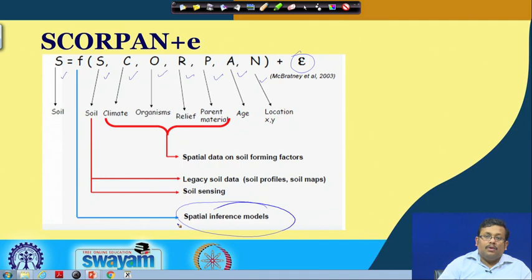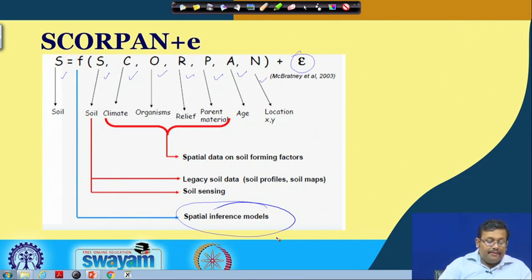These are some quantitative and qualitative factors, and we can model this soil formation using some mathematical or statistical algorithms. These are called spatial inference models, like multiple linear regression, random forest regression, and decision tree. We will discuss them in detail.